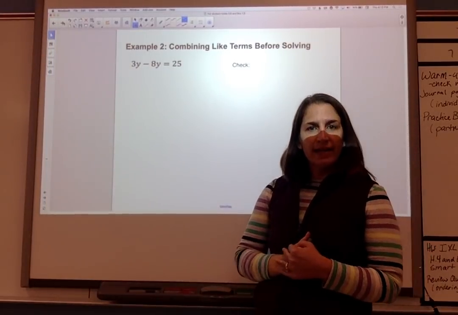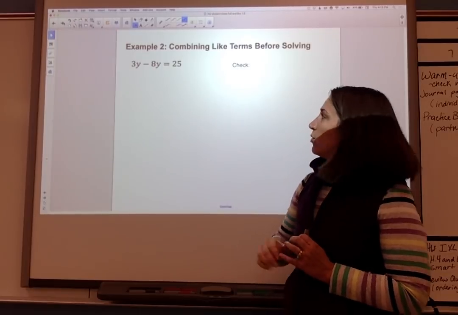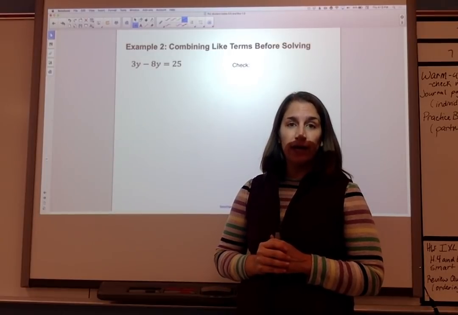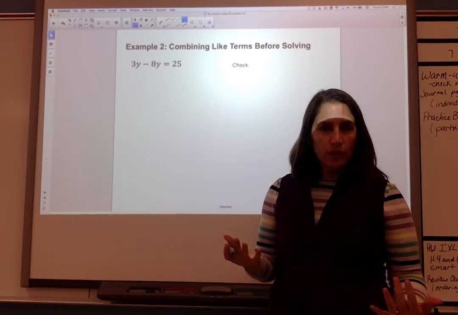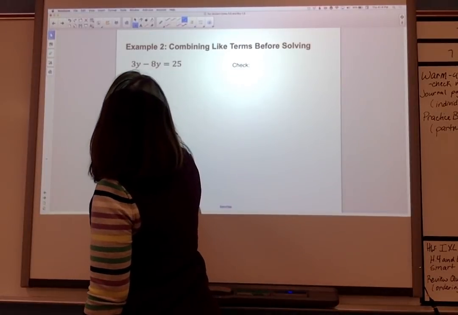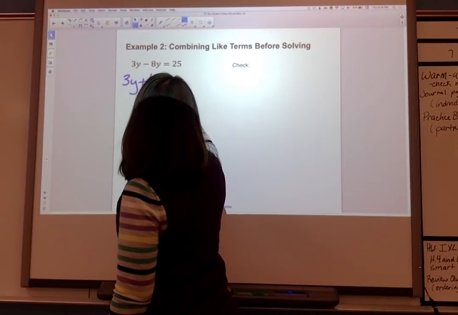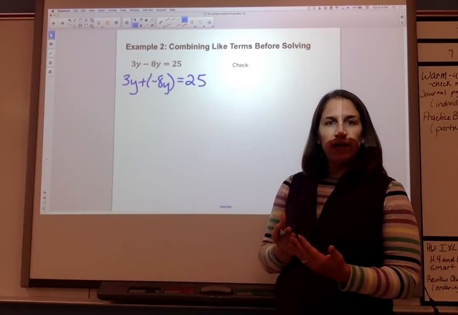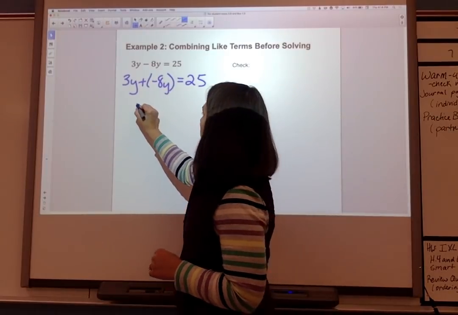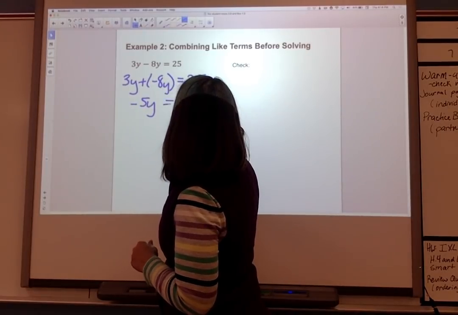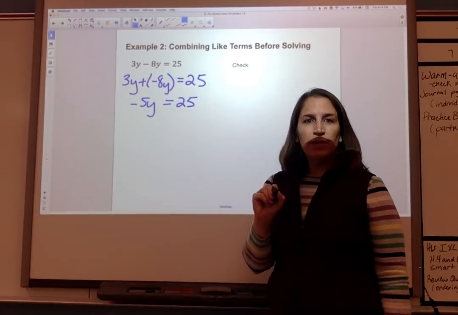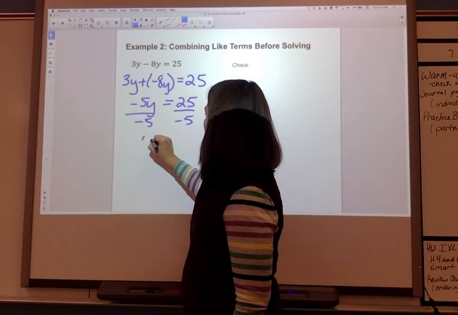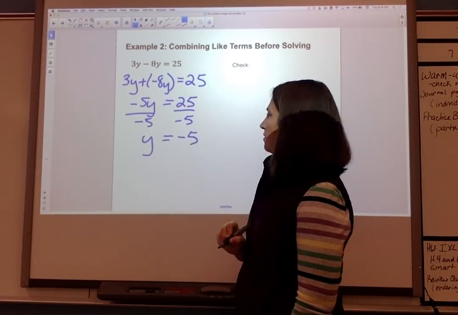This time we're going to combine like terms before solving. So when we look, we have two terms on the left side of the equation that both contain the variable y. So we can combine our like terms. I'm going to rewrite this as addition. So 3y plus negative 8y equals 25. That helps me combine my two terms that contain y. So I have negative 5y equals 25. And then I'm going to divide both sides by negative 5 and get y equals negative 5.